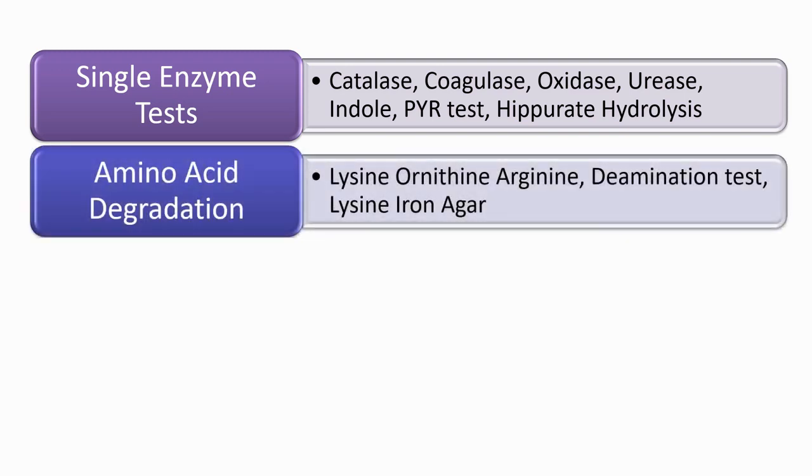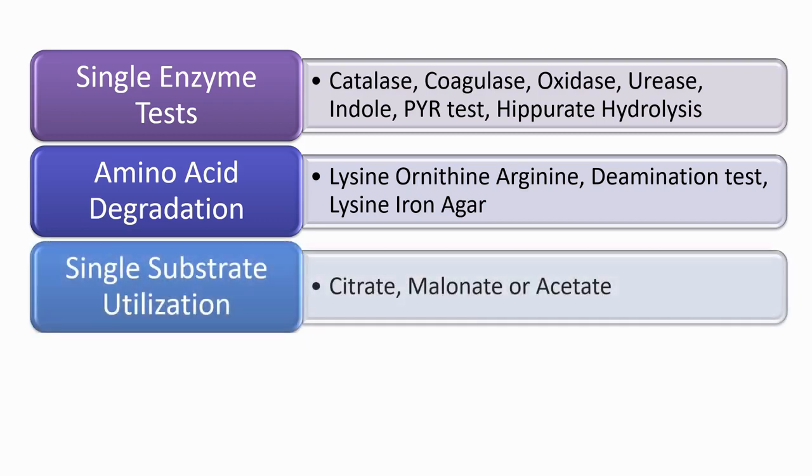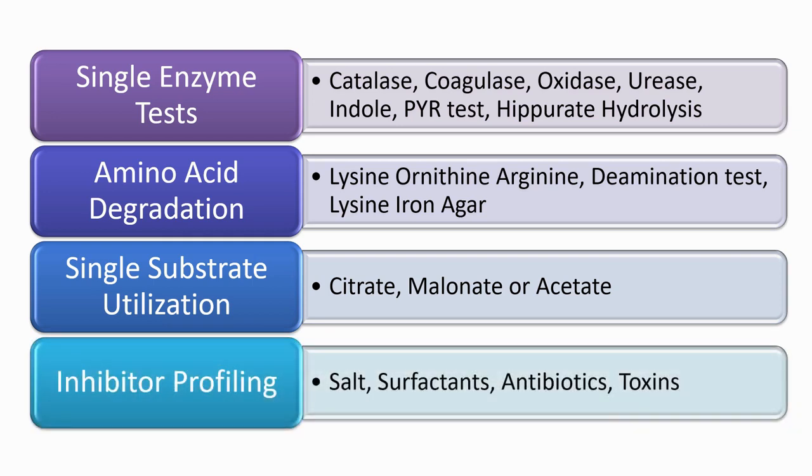Amino acid degradation tests, for example, lysine, ornithine, arginine decarboxylation test, deamination test. Single substrate utilization tests like citrate, malonate or acetate utilization. And finally, the tests that establish inhibitor profiles in presence of salt, surfactants, antibiotics and toxins.